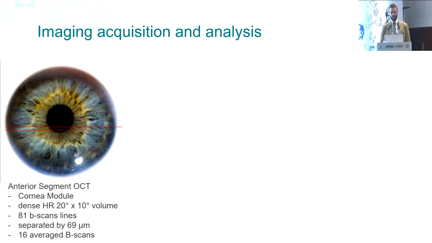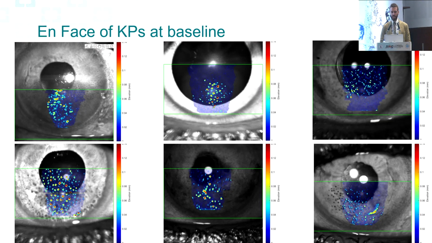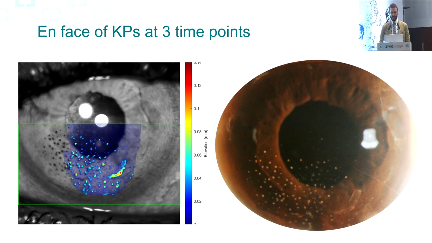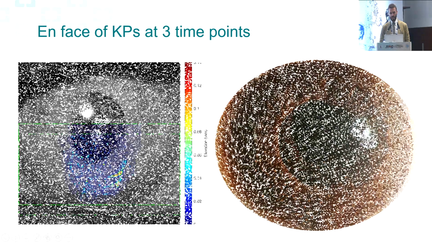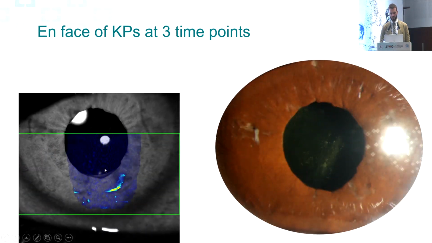And if we use anterior segment OCT, we are actually able to define them, isolate them, and create an en face map of the keratic precipitates. And you can see, for example, in this patient, you see the keratic precipitates at baseline and all these dots on the en face OCT, and you see how they improve with treatment, both clinically and on OCT.